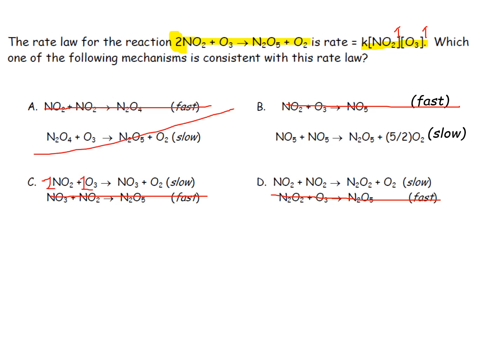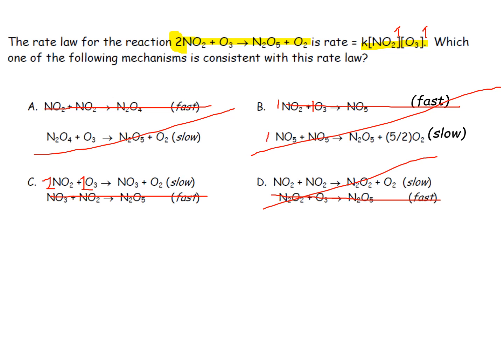So this doesn't work, this doesn't work, this doesn't work. This would have the right coefficient, but in this mechanism, this one is the fast step. That's not going to work. If B would be the mechanism, it would be second order with respect to NO5, right?